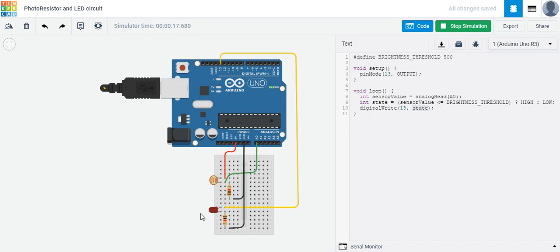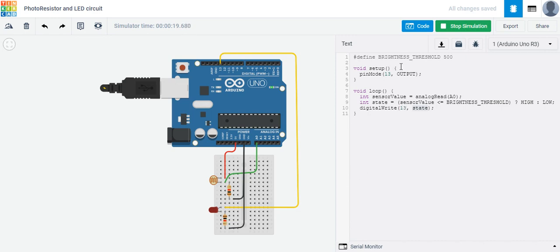Coming to the output part, the LED anode is connected to digital pin 13 of the Arduino. The cathode is connected to ground through the resistor. Here the resistor is used to limit the current.